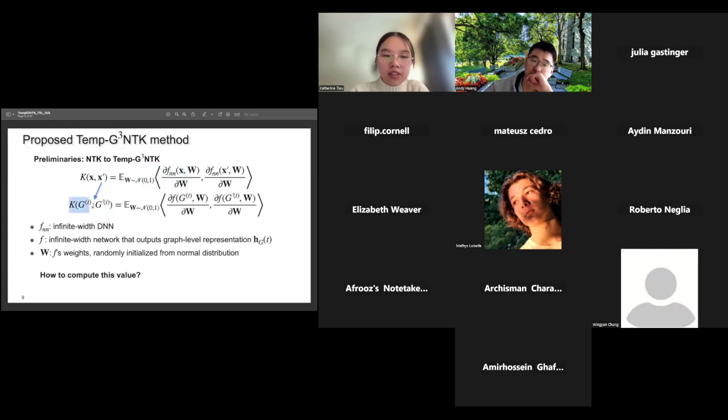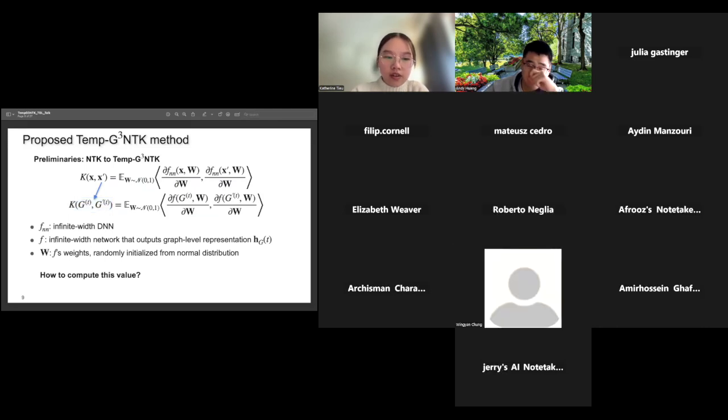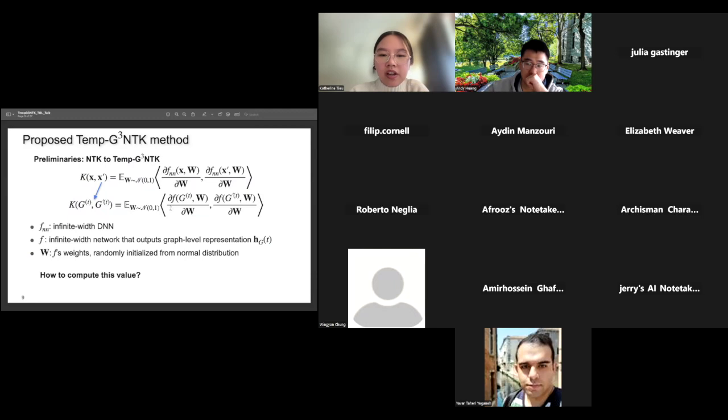And this would be our desired value for the graph kernel, which is the infinite width network that processes the graph level representation defined before. And these weights are initialized from a normal distribution. Technically, we could not compute this value because there's no way to implement an infinite width network. So we propose an iterative computation process to obtain this value.